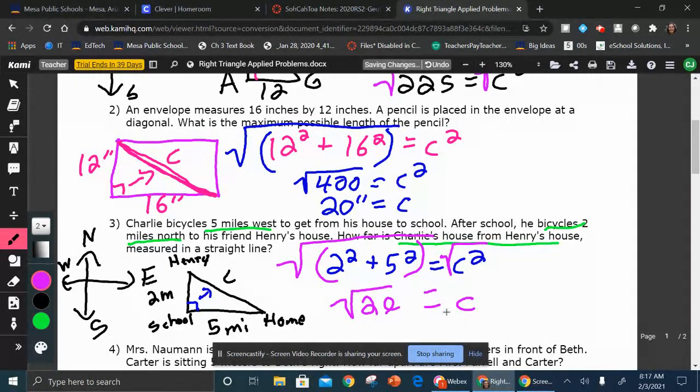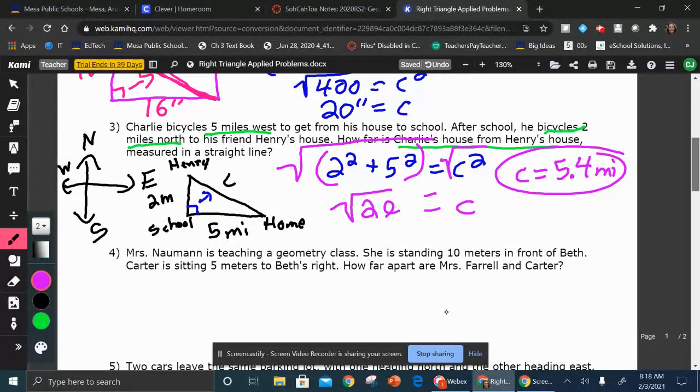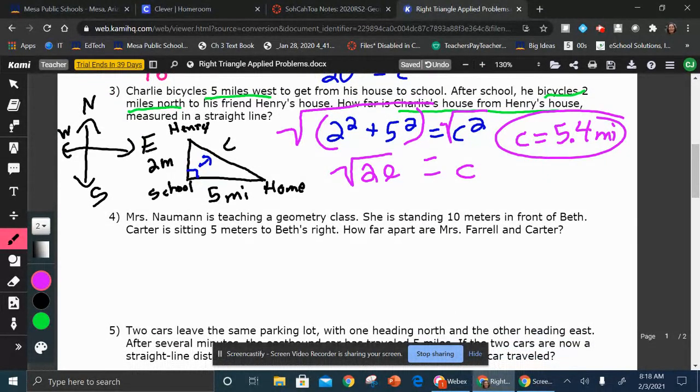And then we would have 5.4 miles. Remember, everybody, we're going to round to the tenths place. So from Henry's to Charlie's home. This is Charlie's home. It is approximately 5 and 4/10 miles.